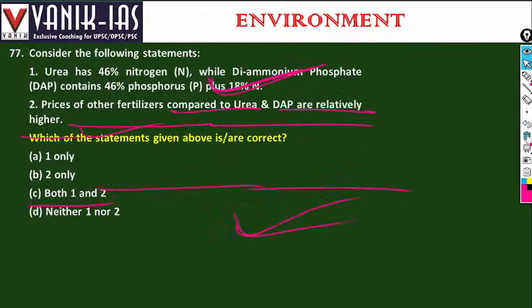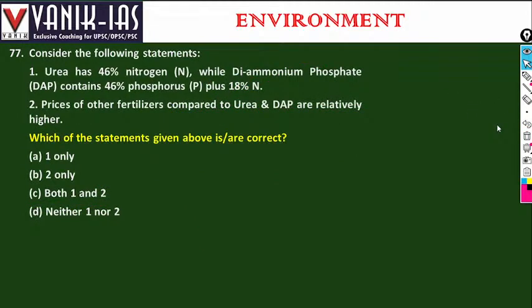Regarding urea, consider the following statements. Urea has 46% nitrogen, while diammonium phosphate, DAP, has 46% phosphorus plus 18% nitrogen. This is right. Urea has 46% nitrogen. The prices of other fertilizers are relatively higher compared to urea. Yes, both the statements are correct regarding urea.